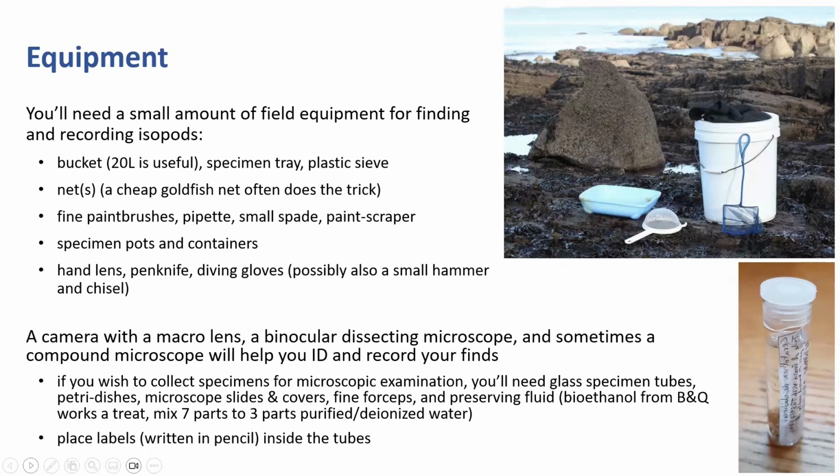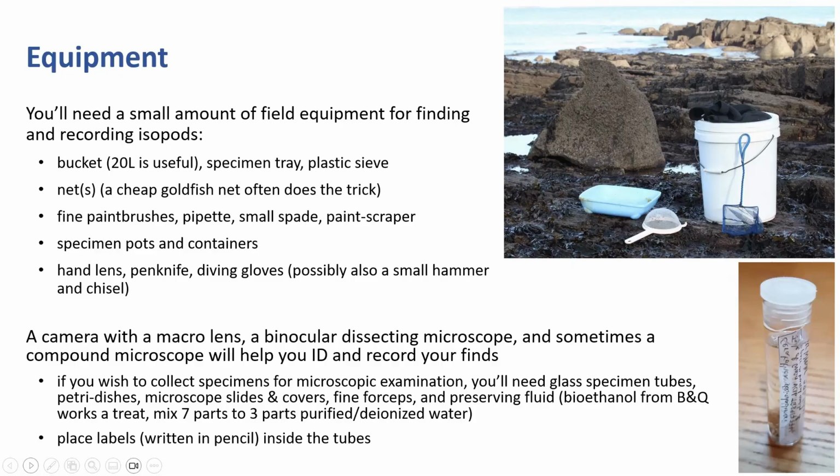For equipment, you don't need much. You can do this with very non-specialist equipment, which is what I generally do. If I had a bucket, I would use it; I would need to get another one. Specimen tray: this is a cat litter tray from Pets at Home. Plastic sieve from Lakeland. Cheap goldfish net from Pets at Home as well. Does the trick. I have bigger nets, but I rarely use them because it's a pain to carry them around. Fine paintbrushes, forceps, small spade, paint scraper, specimen pots and containers, hand lens, pen.